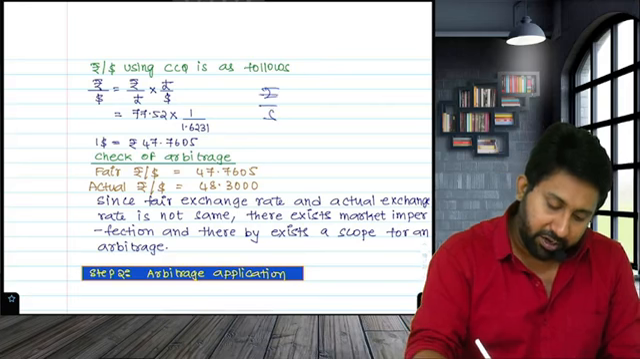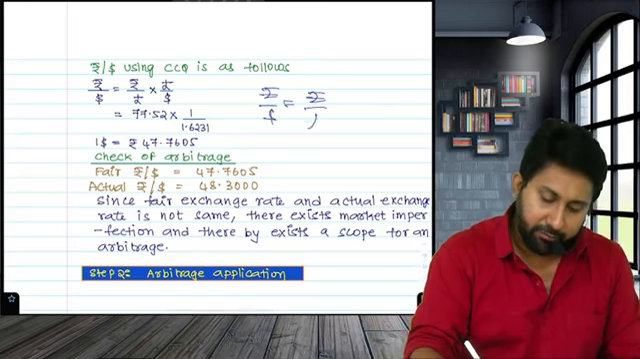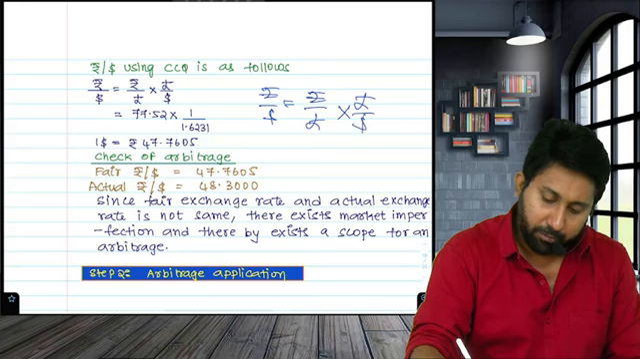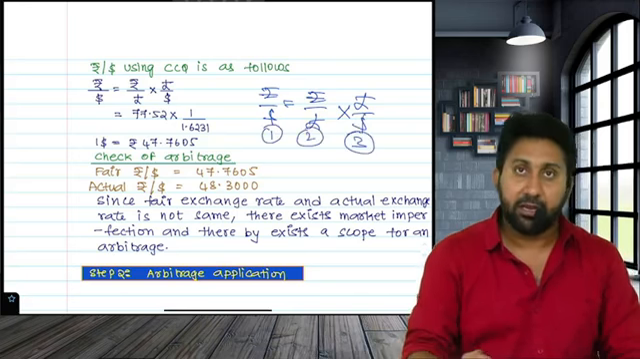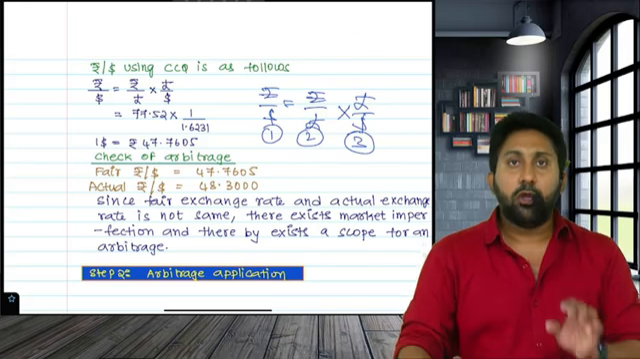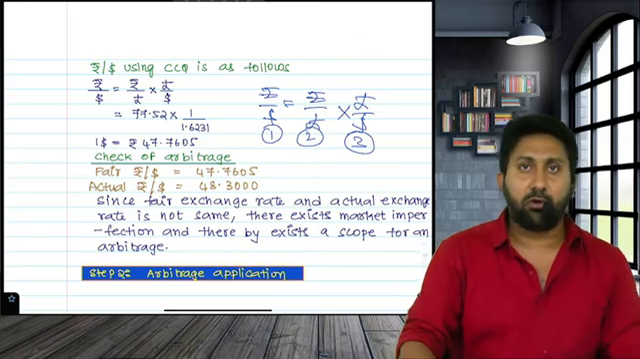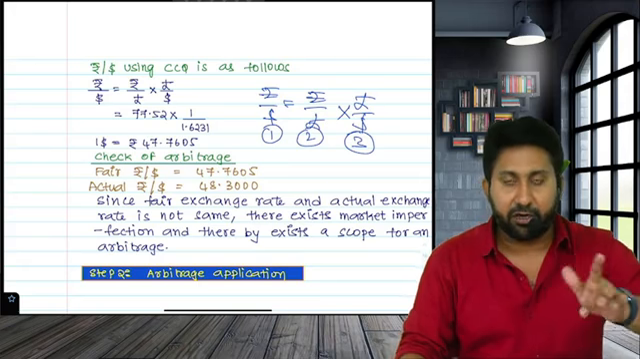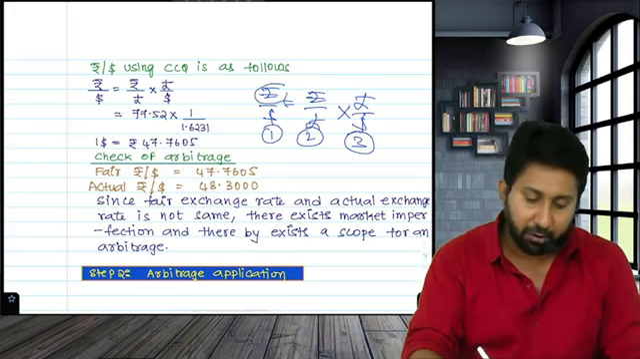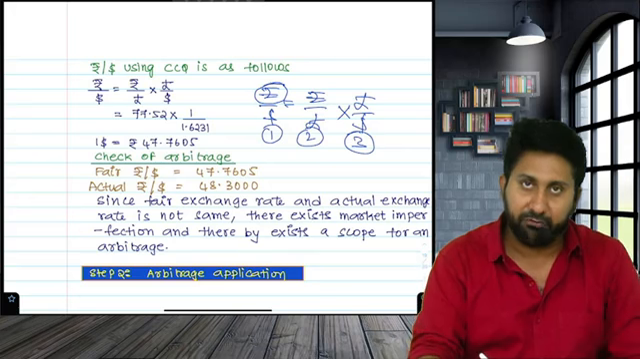What is the formula you have written? Rupee by dollar equals rupee by pound into pound by dollar. This is step 1, this is step 2, this is step 3. Means what? It's nothing. You have 1 crore dollars. You will convert that 1 crore dollars in Mumbai at 48.3. You will get some number of rupees.